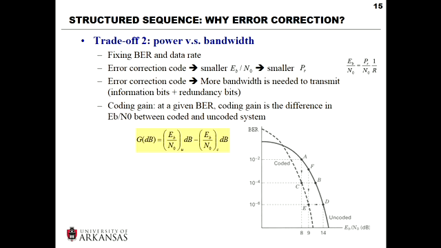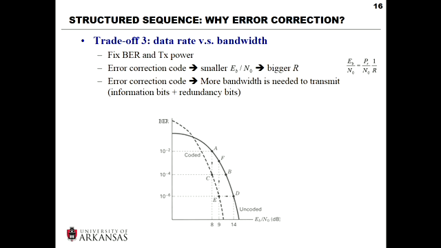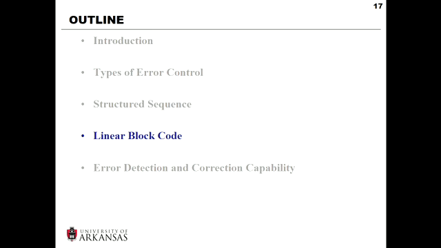So by using error correction, we can achieve different types of trade-off, okay? And for all these trade-offs, essentially, we are gaining performance in one aspect and losing performance in another aspect. It just depends on which is more important for our system, okay? There is no free lunch. So to gain something, we have to pay a price. So that's just the basic concept of structured sequence and channel coding.